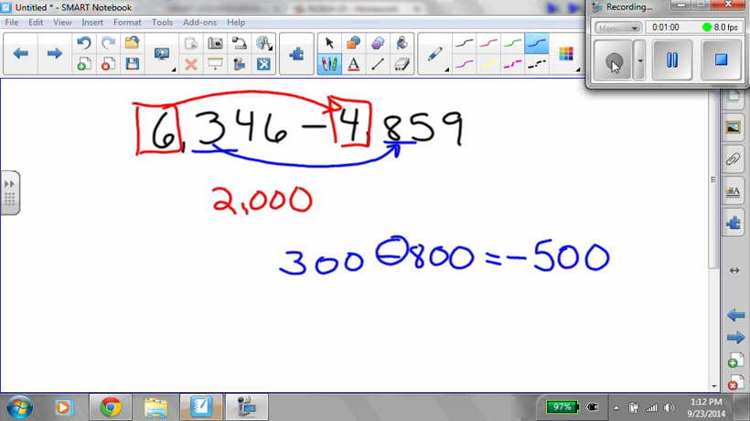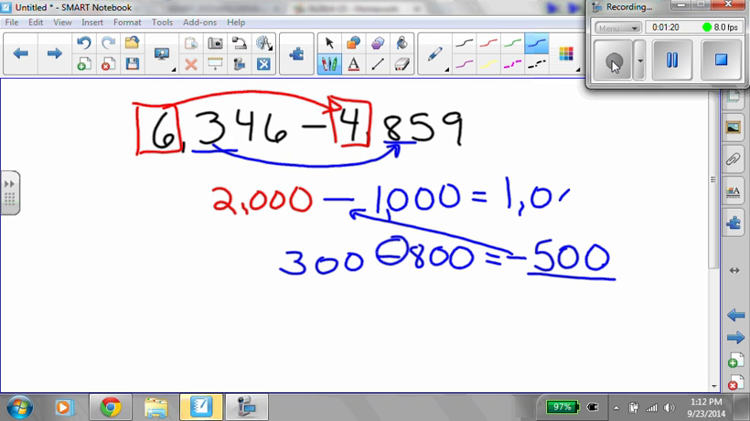So what I'm going to do is take this minus sign or negative sign, and I'm going to put it right up here. And then my next step is to look at the 500. Is that closer to 0 or is it closer to 1,000? Well, 500 is closer to 1,000. So 2,000 minus 1,000 is 1,000, and that is your answer to number 1.